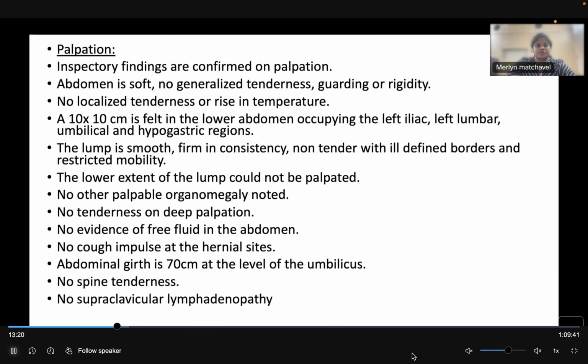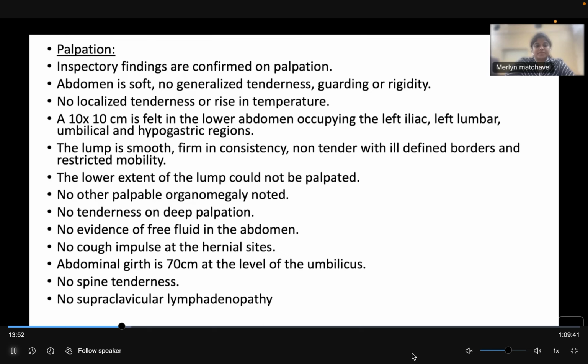Coming to palpation, the inspectory findings are confirmed on palpation. The abdomen is soft. There is no generalized tenderness, scarring, or rigidity. There is no localized tenderness or rise in temperature. A 10 by 10 centimeter mass is felt in the lower abdomen, occupying the left iliac, the left lumbar, the umbilical, and the hypogastric regions. The lump is smooth, firm in consistency, non-tender, with ill-defined borders and restricted mobility. The lower extent of the lump could not be palpated.